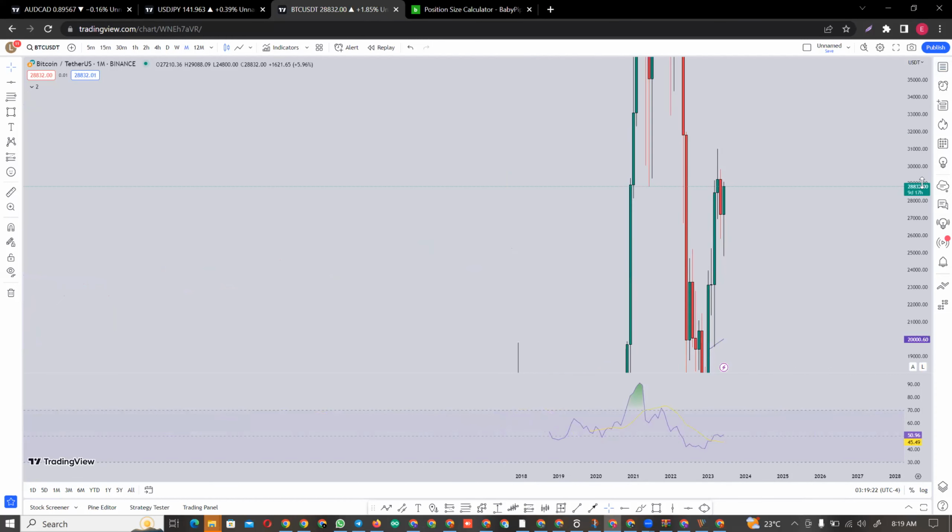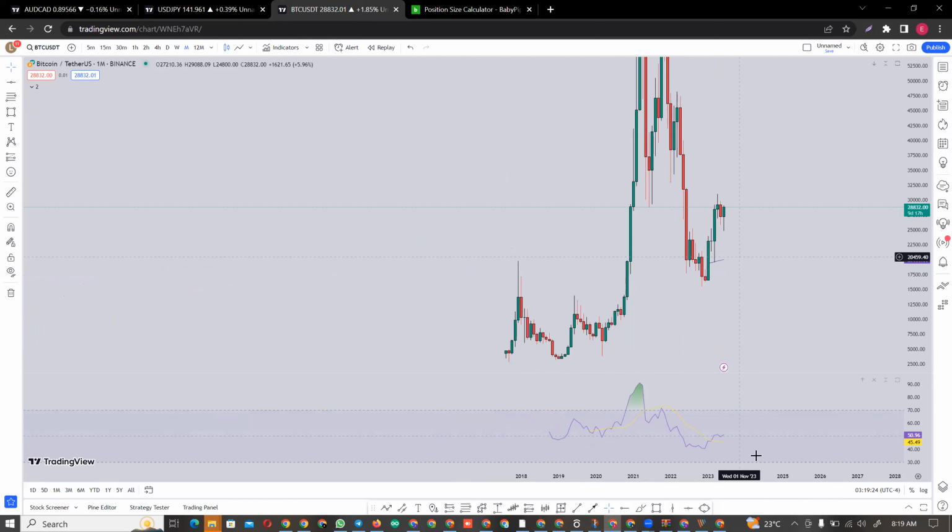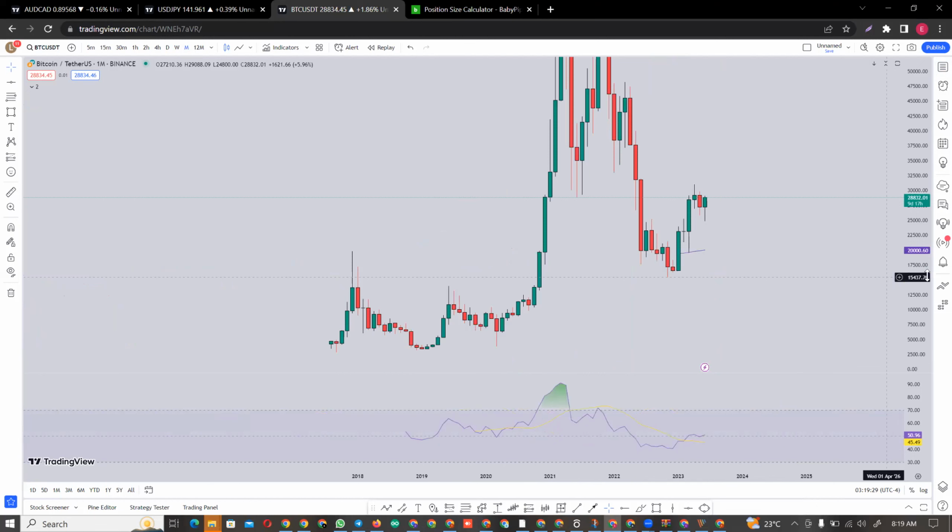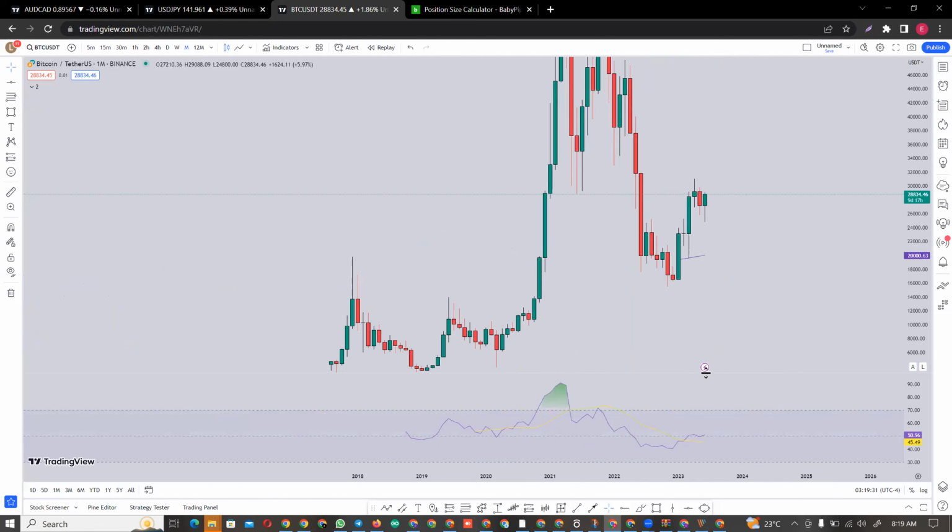So I started paying attention to something these days: from the monthly time frame, how candlesticks perform. This is Bitcoin monthly. You notice that in May, Bitcoin closed. May is last month. This candle engulfed this one in May.